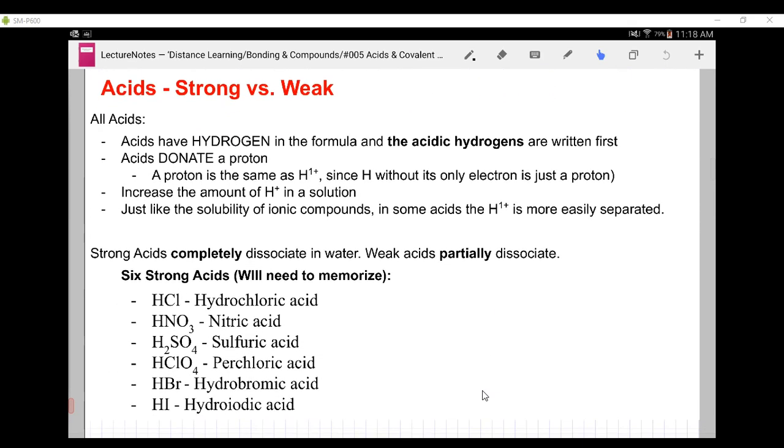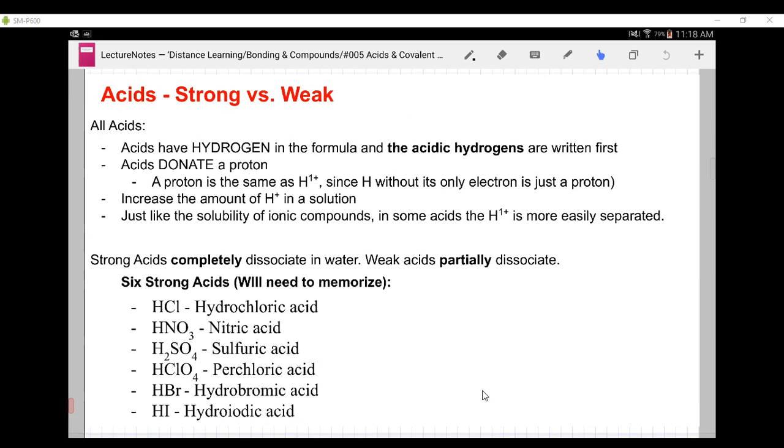Now, one more note about acids that we'll talk more about when we get into reactions later on is that acids in general have different strengths. All acids have a hydrogen in the formula because they all need to lose that when they dissociate. And so when they dissociate, they increase the amount of hydrogen ions that are dissolved in the water. And that is what defines an acid. It's something that has more hydrogen ions than just neutral distilled water, like pure water.